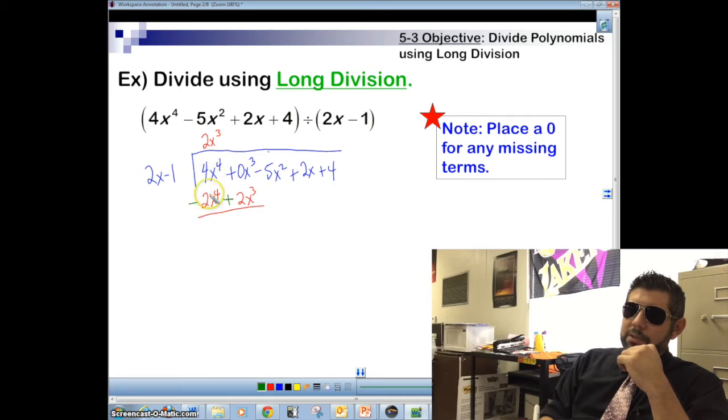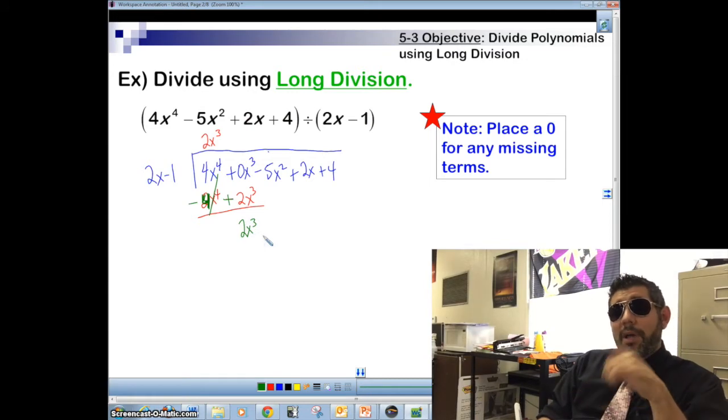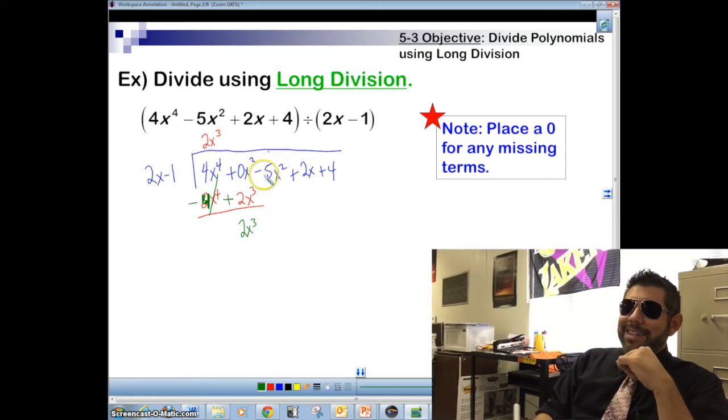We're going to get, man, I'm messing up all over the place. This should have been a 4, okay? All right, 4x to the 4th, 4x to the 4th, these cancel out. That's what should happen. 0x cubed plus 2x cubed is 2x cubed. Let's see if I can get through this entire problem without making another mistake, all right?